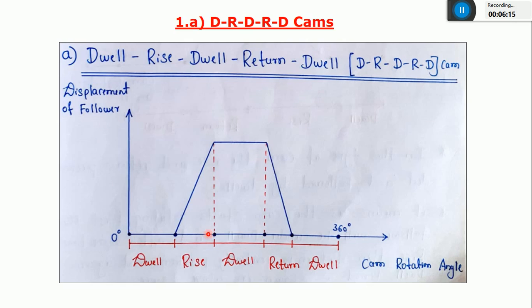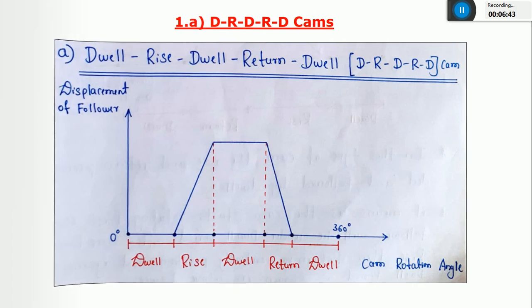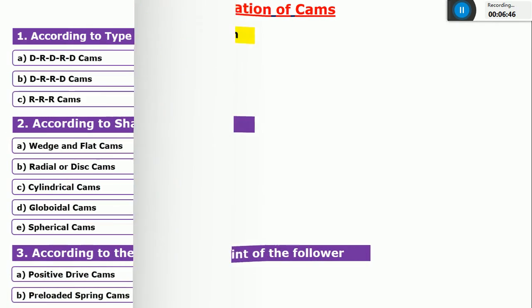Along the x-axis, I'm going to plot the cam rotation angle. I think you have seen the animation of the cam, correct? It will rotate from 0 degrees to 360. So I'll plot the angular displacement of the cam along this x-axis, and along the y-axis, I'll take the displacement of the follower, that is the distance traveled by the follower. Better I can show an animation.